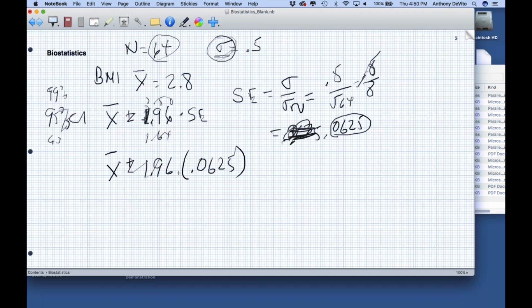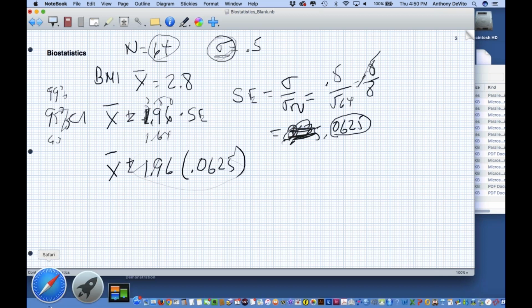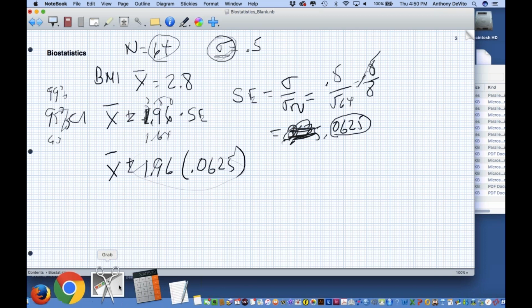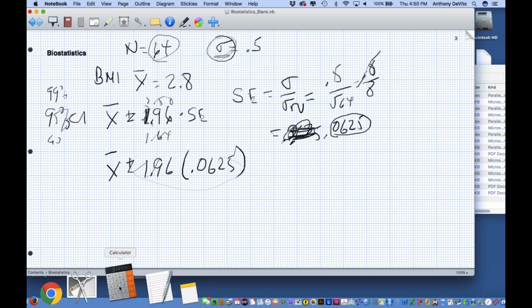0.0625. Okay, so let's first calculate the margin of error that we're going to add and subtract. It's hot in here, isn't it?